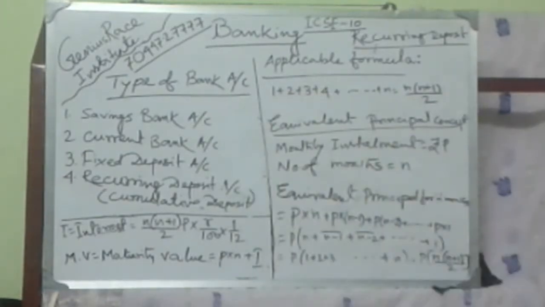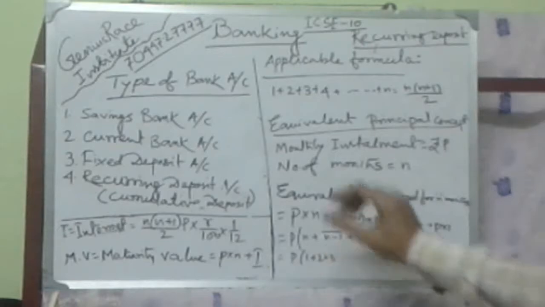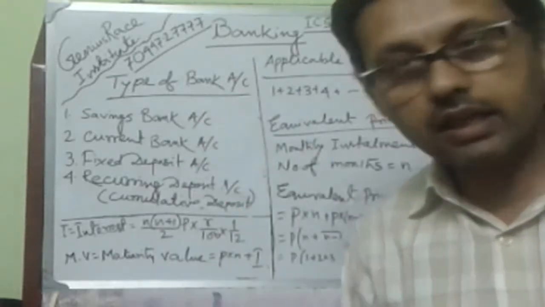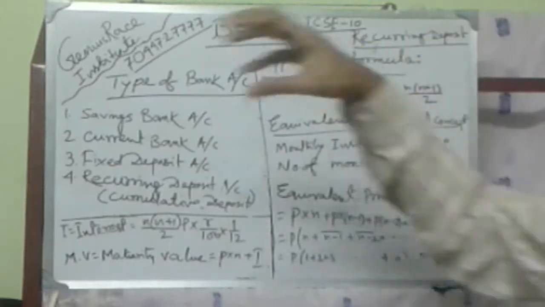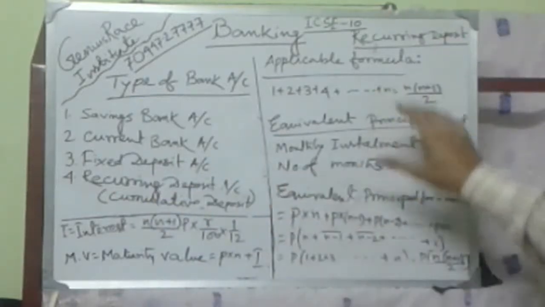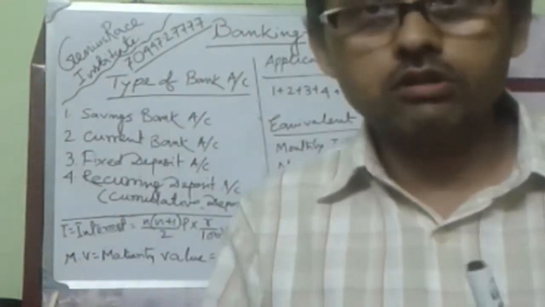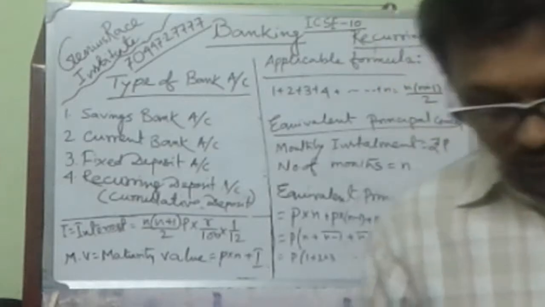Before we move on to the main content, let's explain briefly what we are going to cover in this session. We are going to explain banking as a whole summary concept and the types of bank accounts. We are going to explain the applicable formulas for this chapter, the equivalent principle, recurring deposit account, interest rate, and maturity value. Along with that, we are also going to discuss a few important sums. But it's a very small session.